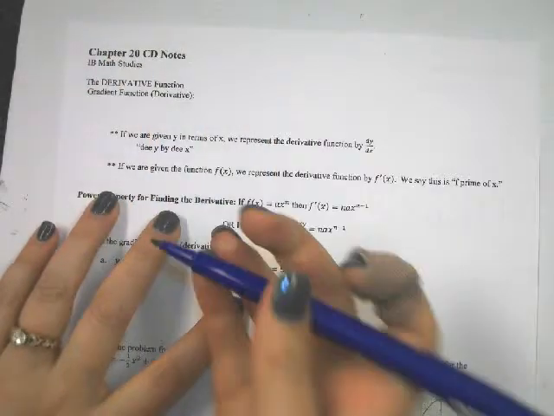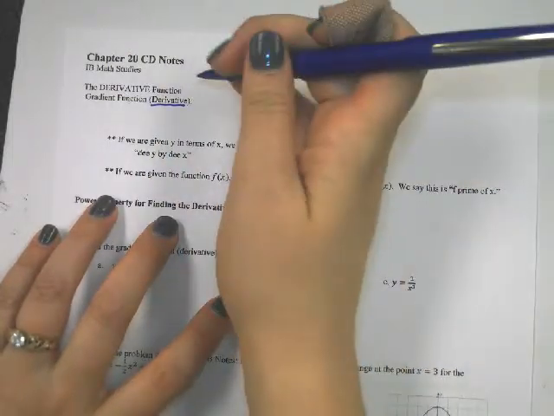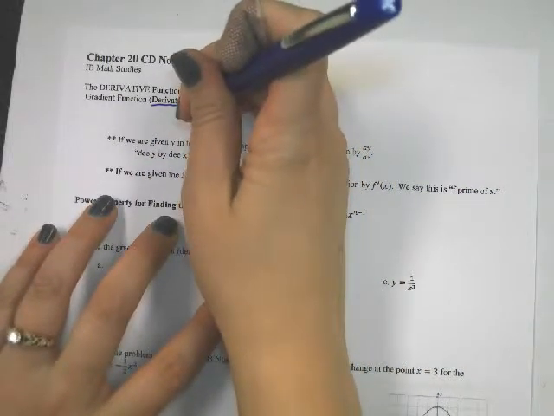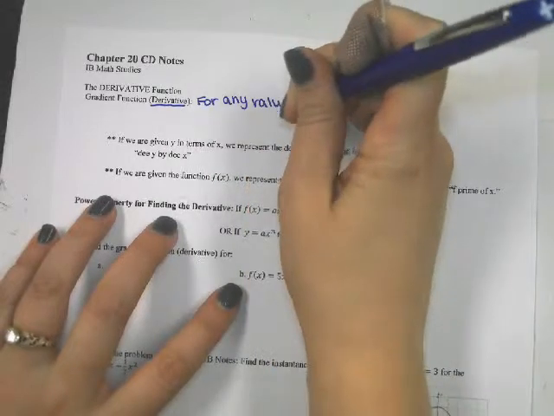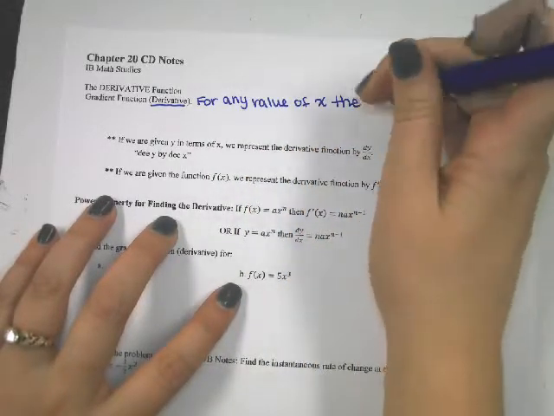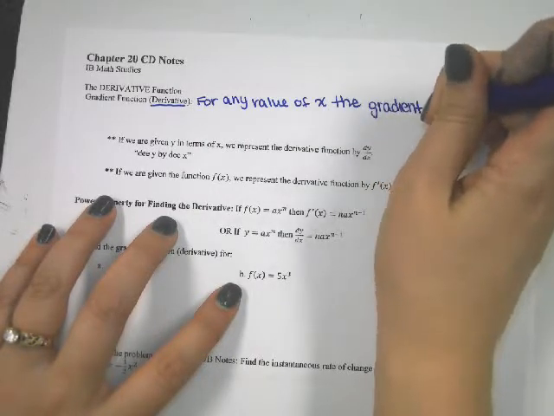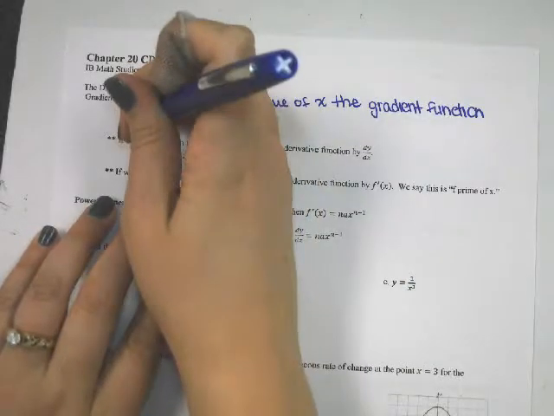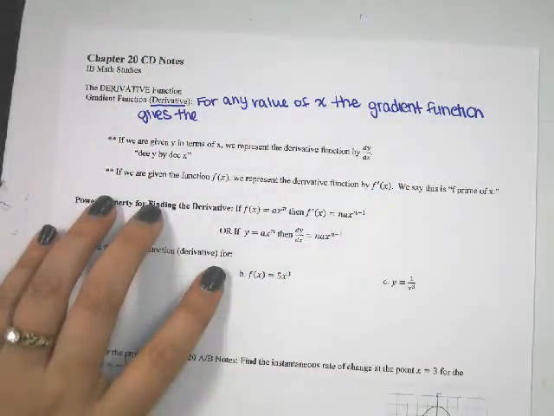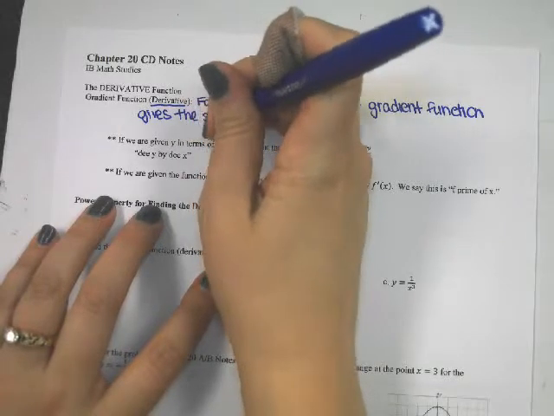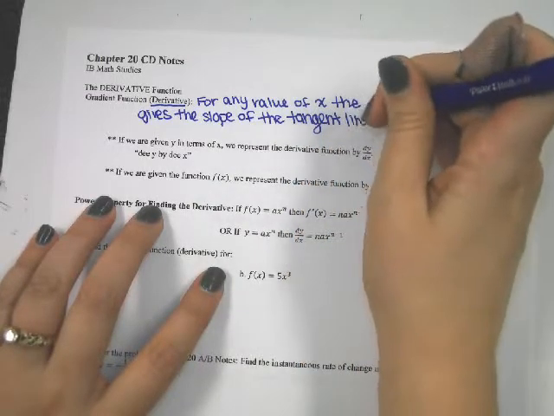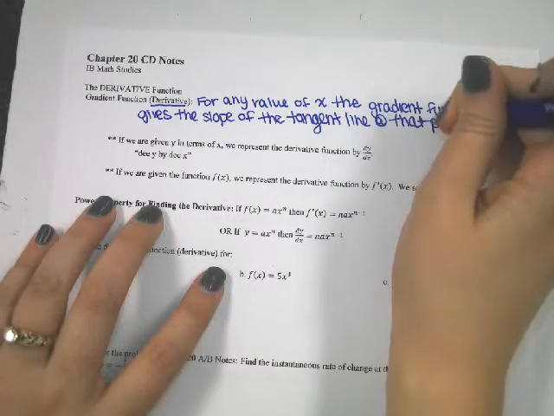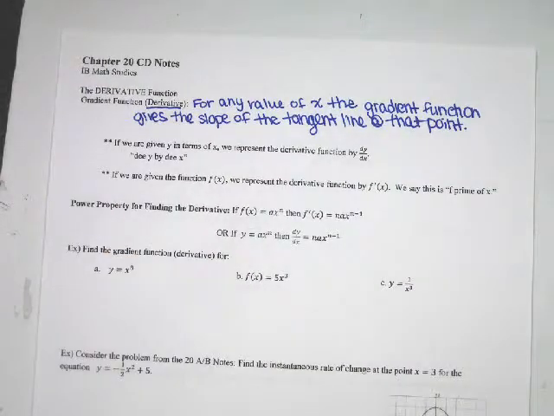So the derivative, the gradient function, or the derivative for any value of x, the gradient function gives the instantaneous rate of change, or the slope of the tangent line, at that point.